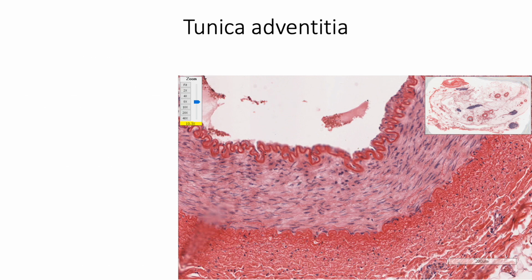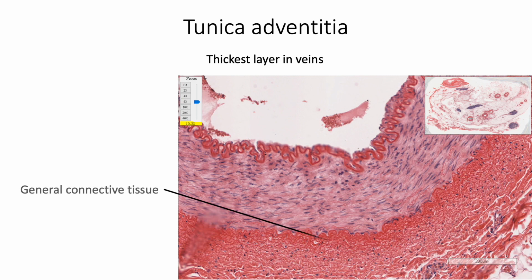Tunica adventitia is the thickest layer in veins. It's made up of general connective tissue. In this layer, type 1 collagen fibers, elastin fibers, and smooth muscle fibers are arranged in a longitudinal fashion. In addition, this layer also contains vasa vasorum and nervi vasorum. These are the blood vessels and autonomic nerves which supply the wall of the blood vessel.